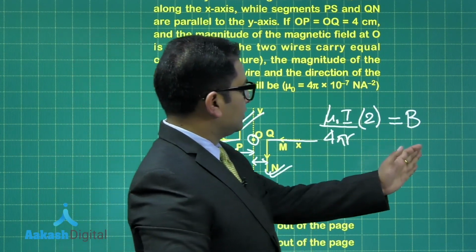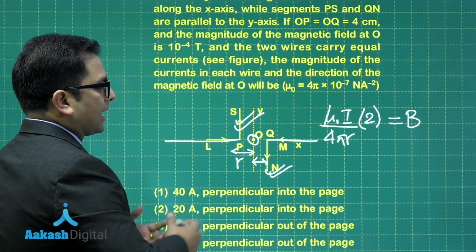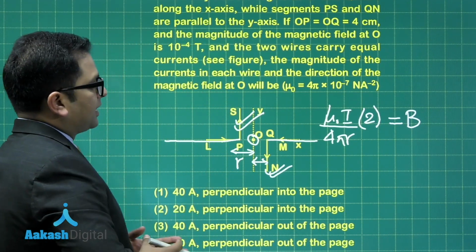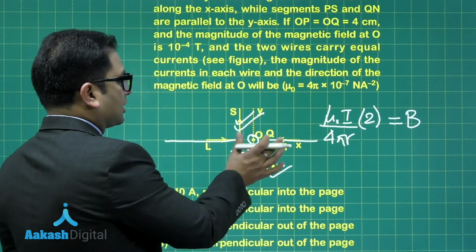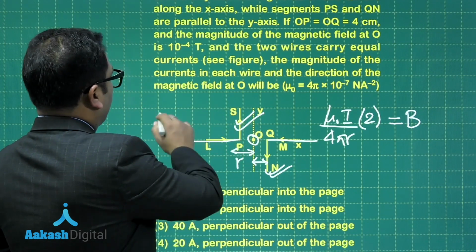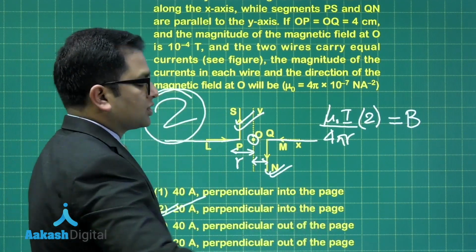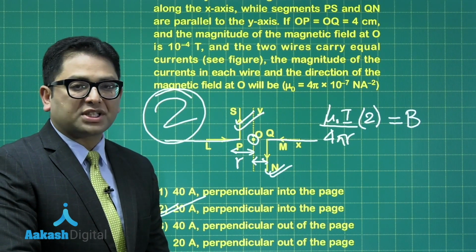Now B is given, R is given, you can easily calculate the current, and the value of current would be 20 ampere. As far as the direction of magnetic field is concerned, it's so clear the magnetic field would be into the page. So option number 2 is the correct option for question number 12. Time to move to question number 13.